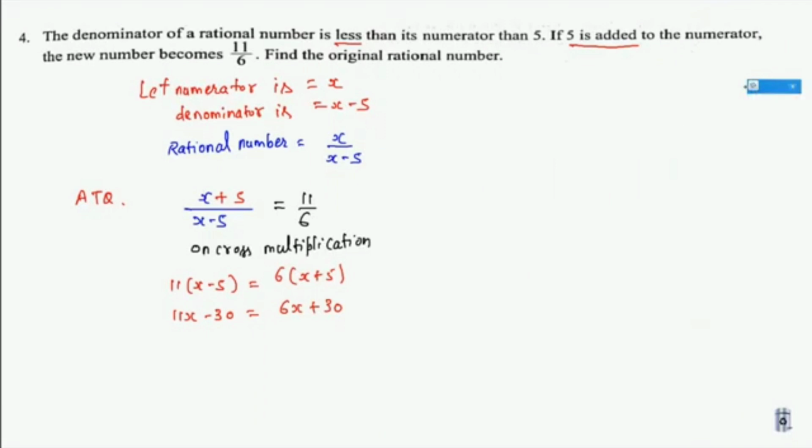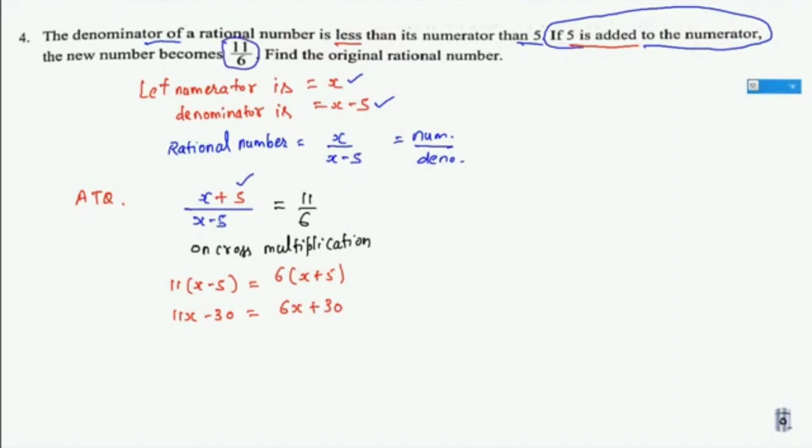The denominator of a rational number is less than its numerator by 5. If 5 is added to the numerator, the new number becomes 11 by 6. Find the original rational number. This is the question. Let the numerator be x and the denominator be x minus 5, because it is given in the question that the denominator is less than the numerator by 5.